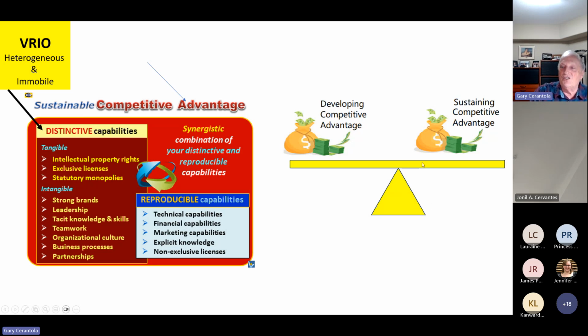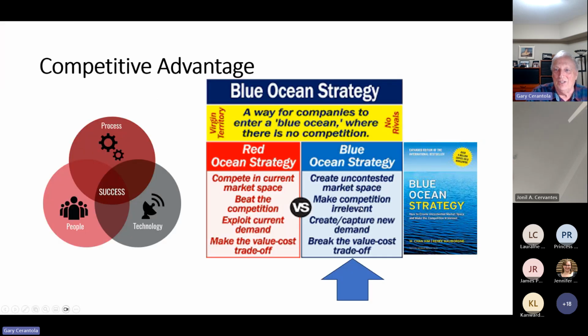But here's the message on this slide, right? It's just as hard to keep these competitive advantages sustainable as it is developing them. It's just as hard. So you need to keep working. You'll develop that competitive advantage, but then you have to keep working at it to make sure that it's sustainable, right? And that's why we're going to talk about VRIO in the next few slides.